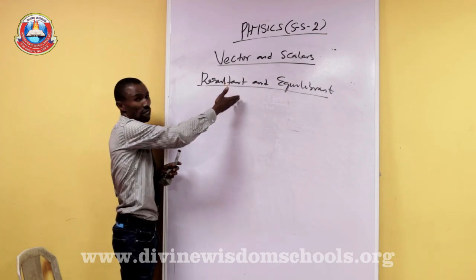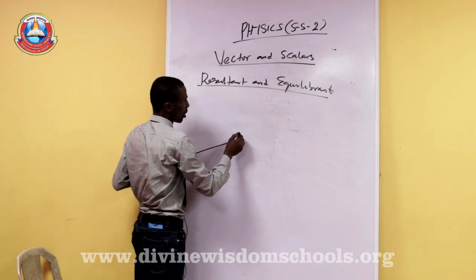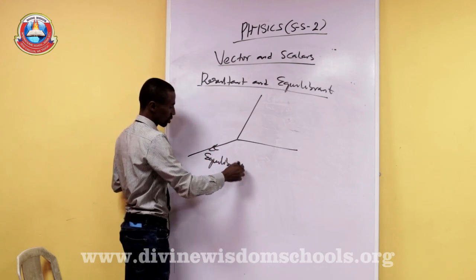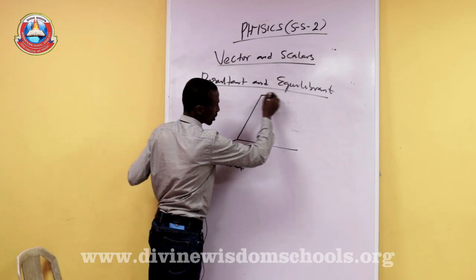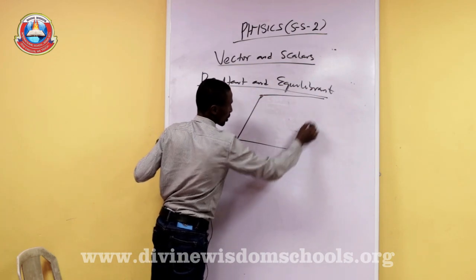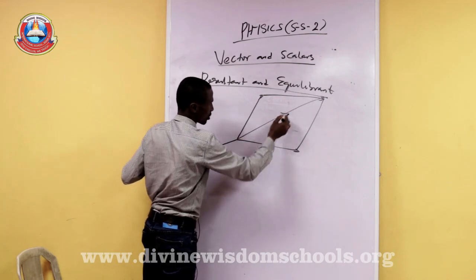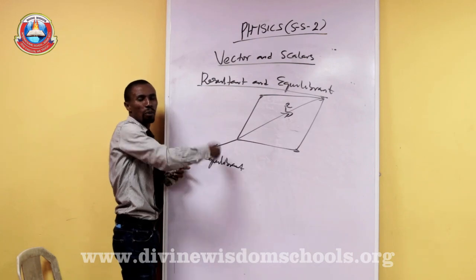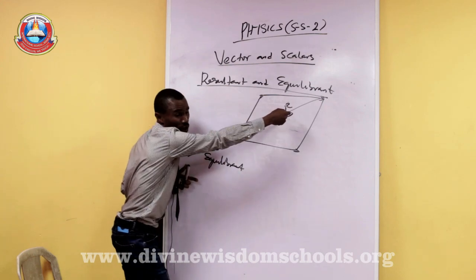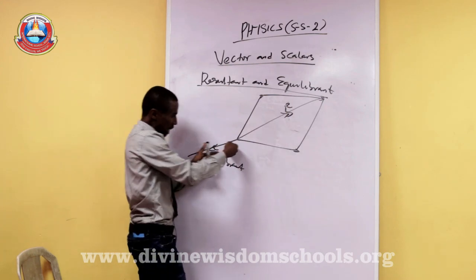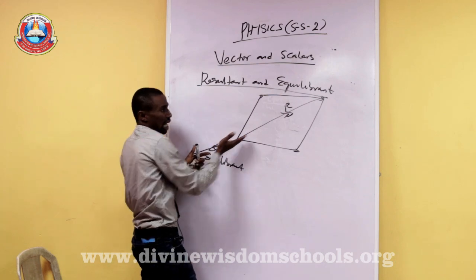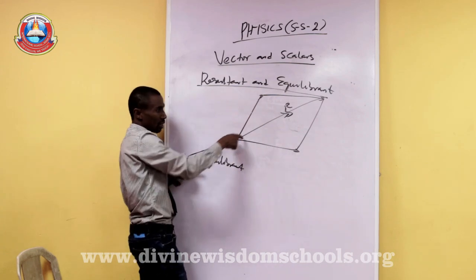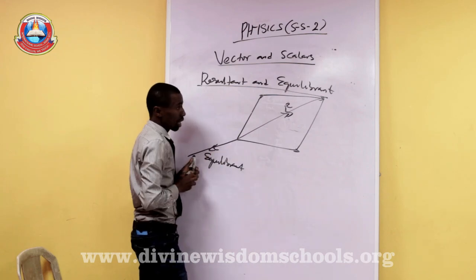Now, what is the difference between the resultant vector and equilibrant? So we have something of this nature. Now, this is an equilibrant vector. These two vectors can be joined together by a resultant vector. So this is the resultant vector. An equilibrant vector is a vector which acts in the opposite direction to the resultant vector. So you can see that the equilibrant vector is acting in this direction, while the resultant vector is acting in the opposite direction. So the two vectors have been joined together by a single line, which we call the resultant vector.